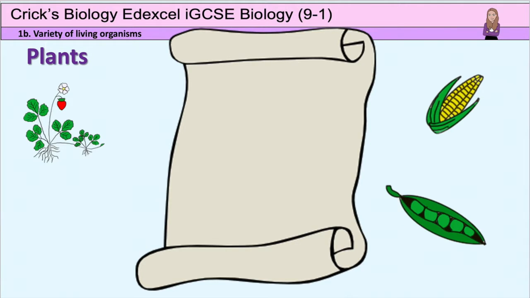Let's look at the plants to start with. This kingdom contains familiar plants such as trees, flowering plants such as cereal, like the maize shown here, legumes such as peas or beans, and one of my favourites, strawberry plants, but also contain the simpler plants such as mosses and ferns. All plants are multicellular, which means they are made up of many cells.